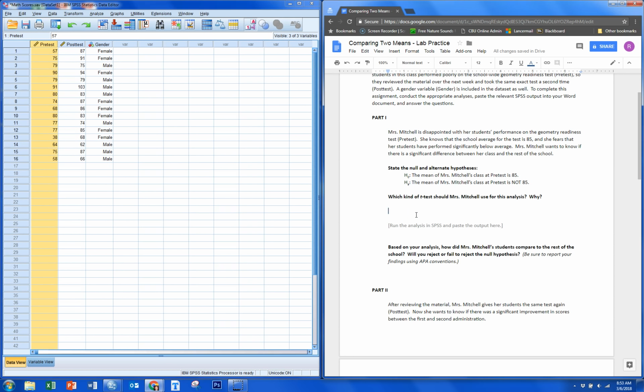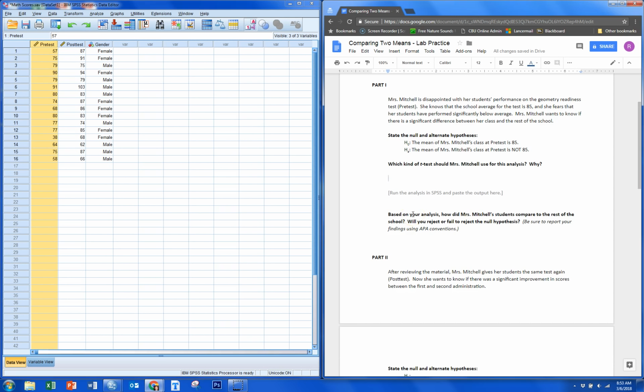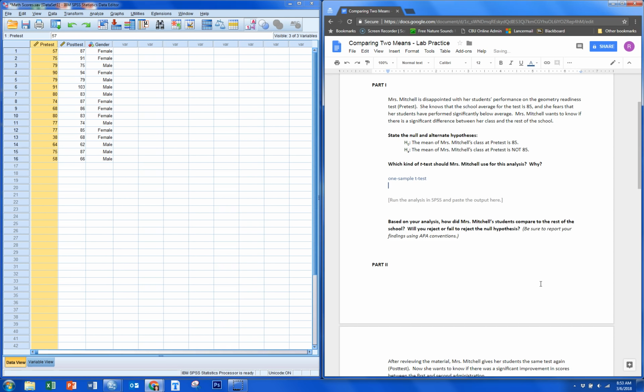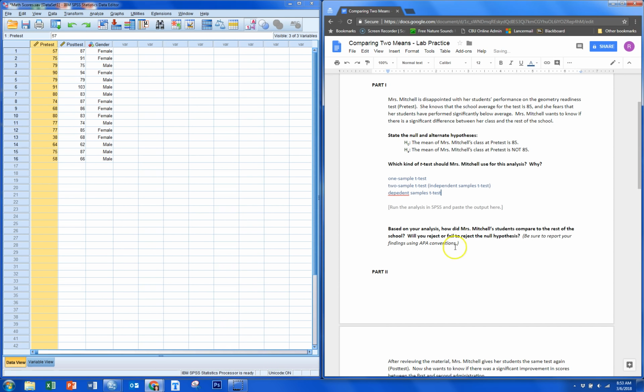So our three types are the one sample t-test. I'm going to write them right here. I'll delete the ones we're not going to use, but just to illustrate. So we have a one sample t-test. We have a two sample t-test. This is also called an independent samples t-test. And then we have a dependent samples t-test. Also called a paired samples t-test. So two of these have two different names.